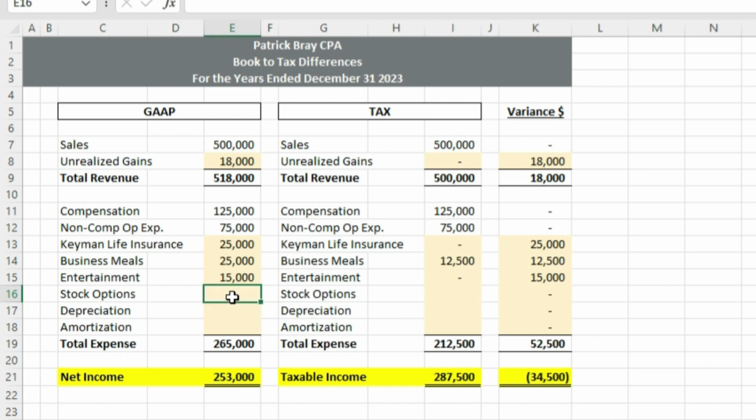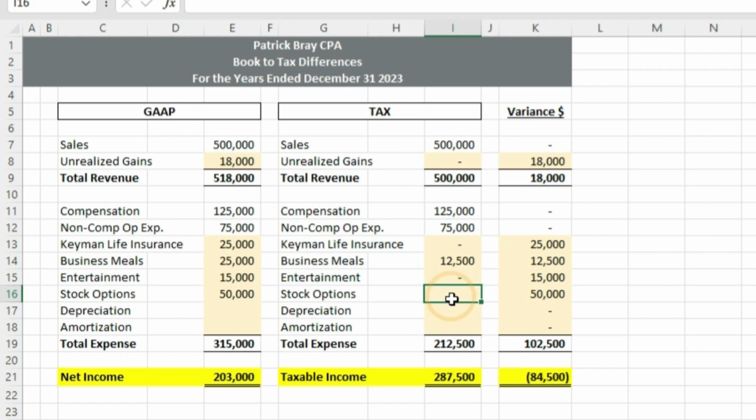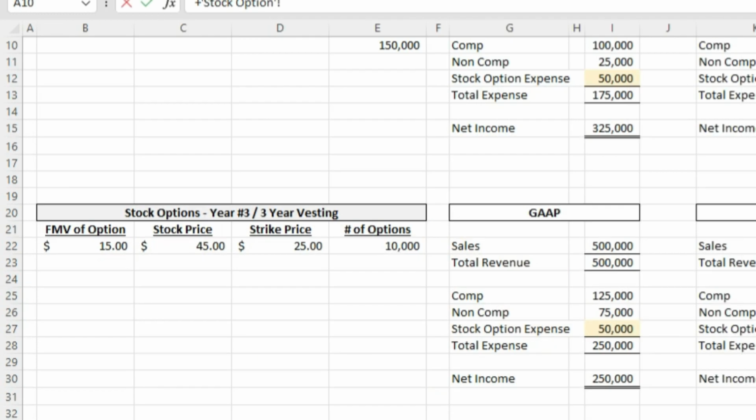Stock option expense, we're going to assume year 3 in this example. Stock options, I got $50,000. We're amortizing the fair market value of these stock options when they're issued over their vesting period. And for tax basis, we're recognizing the option being exercised and the spread between the strike and the fair market value of the stock price, which is taxable to the person exercising the options, but is a deduction from a tax basis for the company.